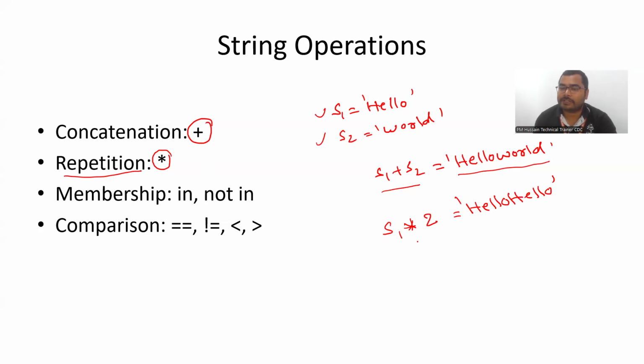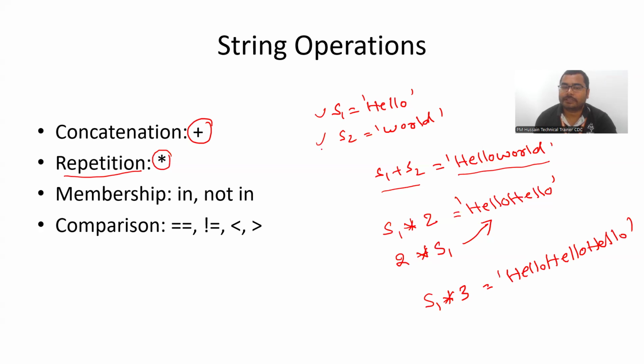Then S1 into 2, you can even write it as 2 into S1 also. You will get the same output. Okay, this is called the repetition of string. Suppose if you write S1 into 3, then hello will be concatenated 3 times, and you will get a new string which is hello hello hello.